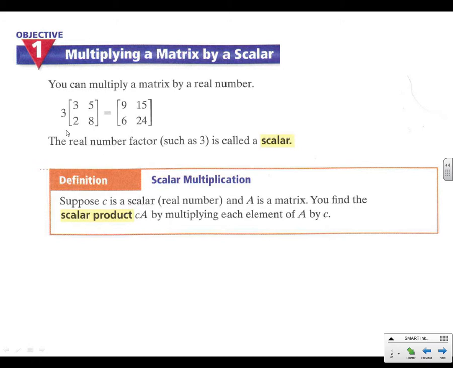And the way we do that is we're just going to take every element of our matrix and times it by the scalar. So 3 times 3, we get 9. 5 times 3, we get 15. 3 times 2, 6, and 8 times 3, we get 24.